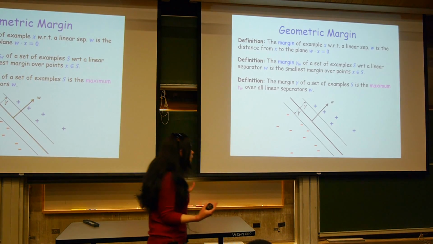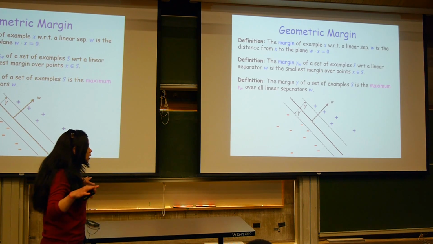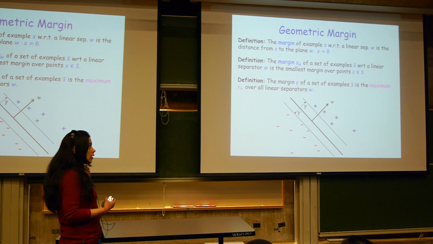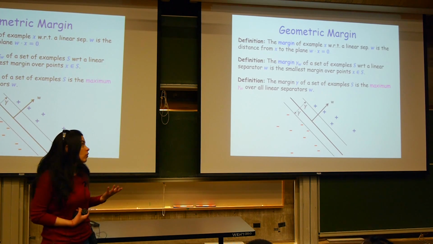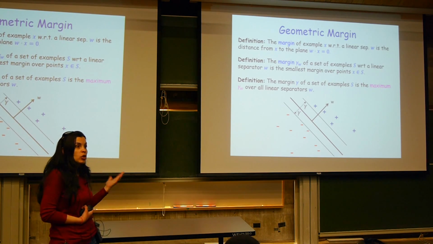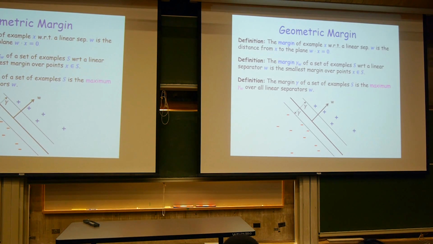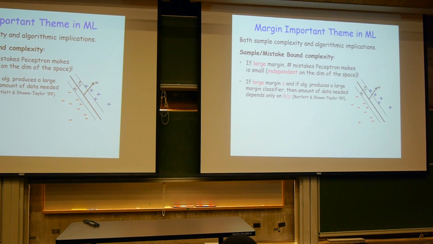Okay, and now I can also talk about just the margin of a set S, which is the maximum margin of a linear separator with respect to that set S. So I search over all possible linear separators and I take the one of maximum margin. The margin of a separator of my set S is exactly the margin of the set S. Okay? And we've seen last time that margin is an important concept in machine learning.